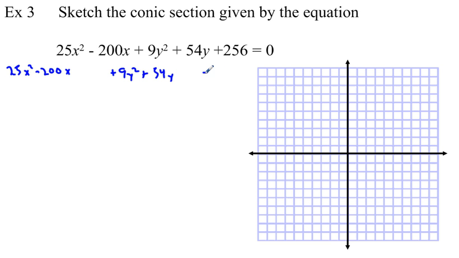I'm going to move that 256 over to the right-hand side. Now careful, notice I didn't put the underlines because I don't want you to try to complete the square. Completing the square only works if you have one x squared or one y squared. So what we have to do next is factor out 25 from both of these terms, and factor 9 out of both of these terms.